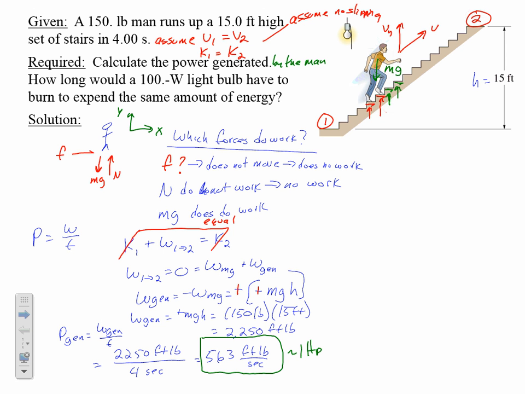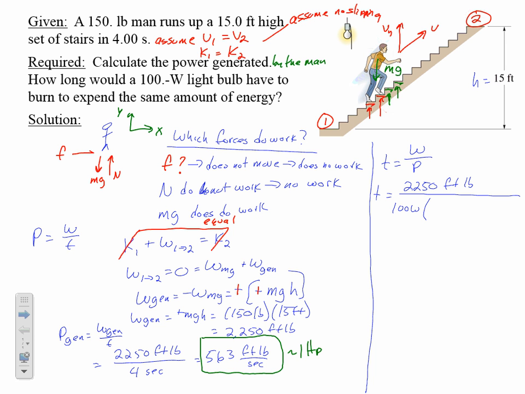Okay, so we can do the second part of the problem. We're asked to figure out how long a 100-watt light bulb would have to burn in order to expend the same amount of energy, which was the work, the 2,250 foot-pounds. So here we can calculate our time by dividing that amount of work by the power of the light bulb. So our time then is going to equal our work, which is 2,250 foot-pounds, and we're going to divide that by the power. Power of the light bulb is 100 watts, but we're going to need to convert these units.